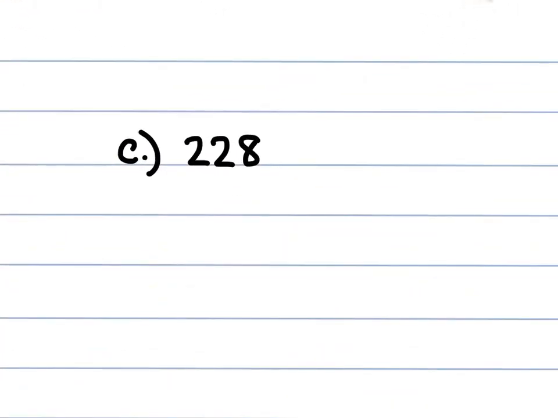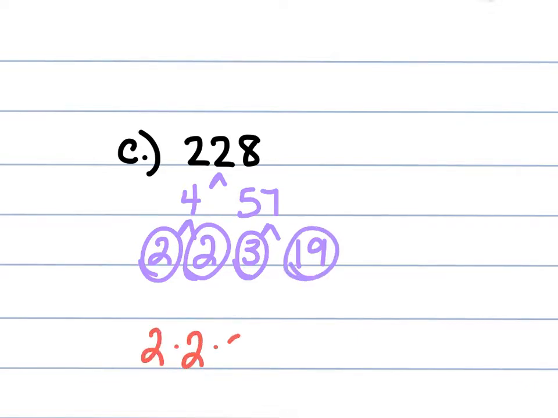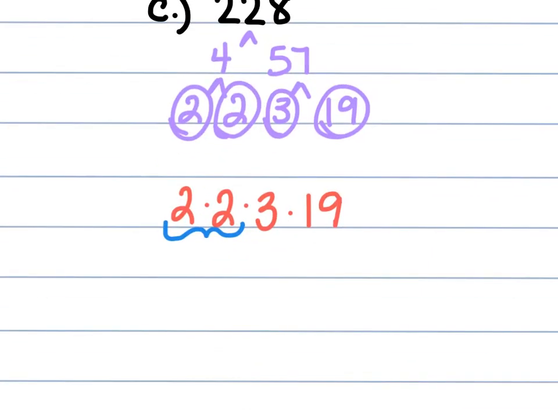For 228, we know that 4 goes into it evenly. 4 goes into 22 5 times with 2 left over, and 4 goes into 28 7 times. That 4 is 2 times 2. Those are prime. The 57 is 3 and 19. So the 3 is prime, the 19 is prime. So this is 2 times 2 times 3 times 19. The two 2's group up to give us 2 squared times 3 times 19.